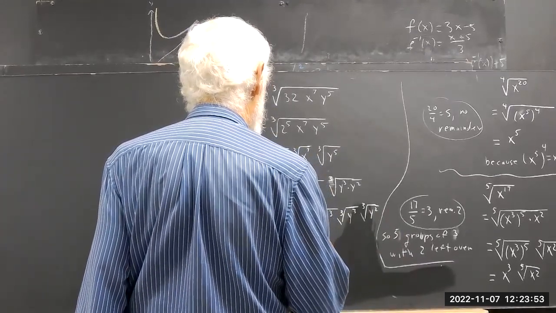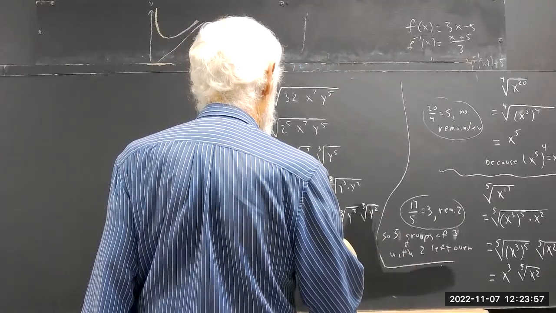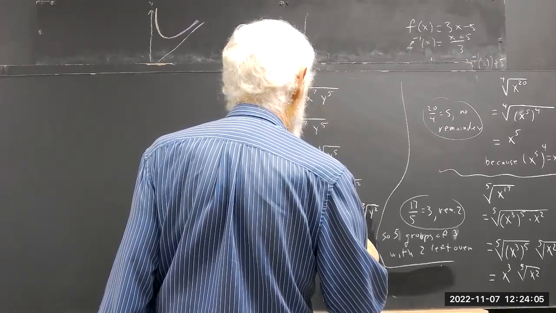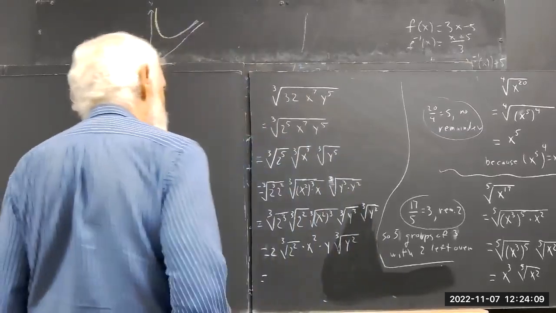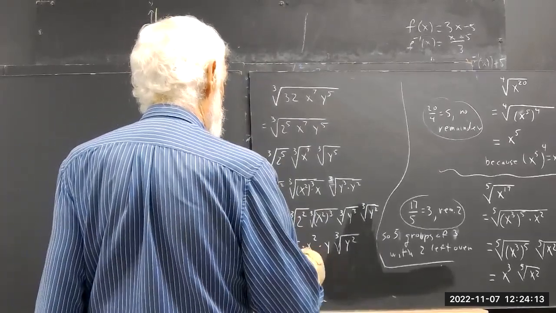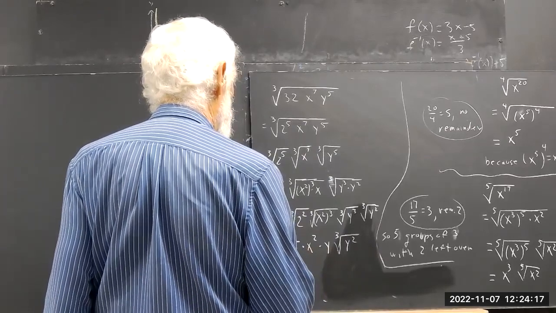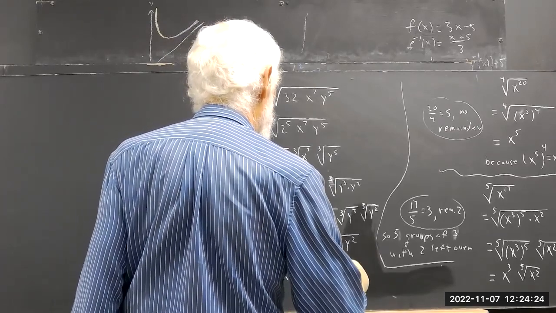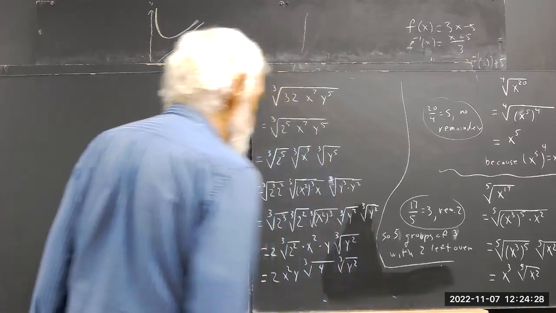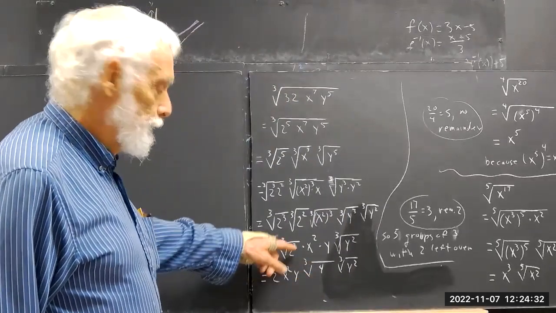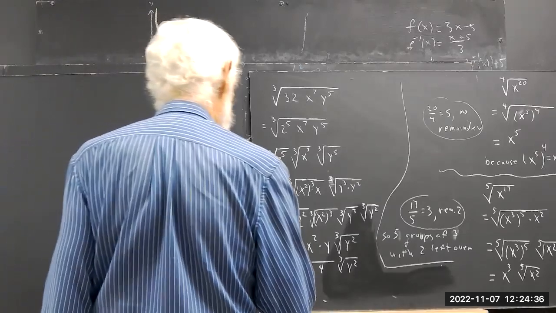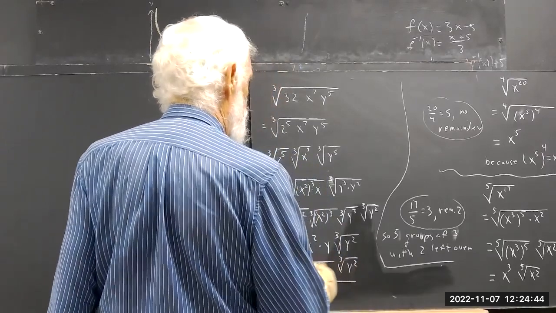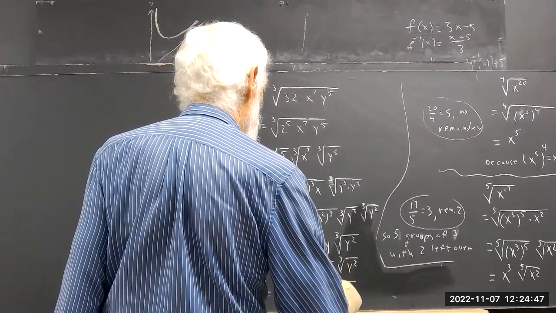Then it's times x squared. Cube root of y cubed is y, and then it's the cube root of y squared. And now we can just write 2x squared y, and then times the cube root of 4 times the cube root of y squared. I do cube root of 4 because 2 squared is 4. And then finally, I can multiply these two cube roots and I have the cube root of 4 y squared.